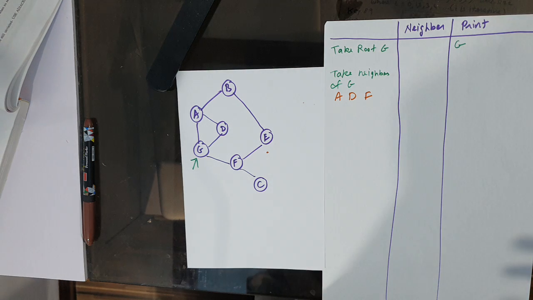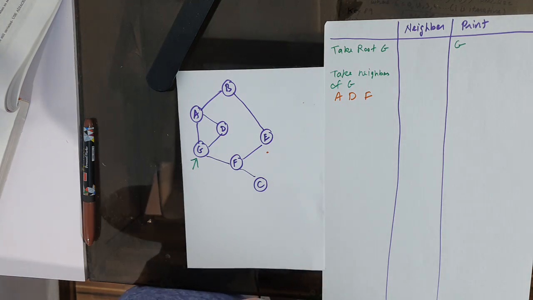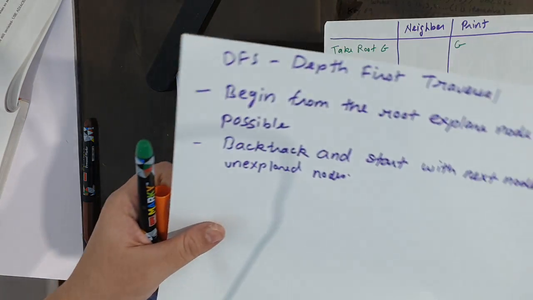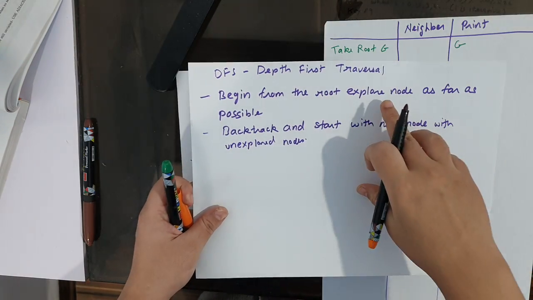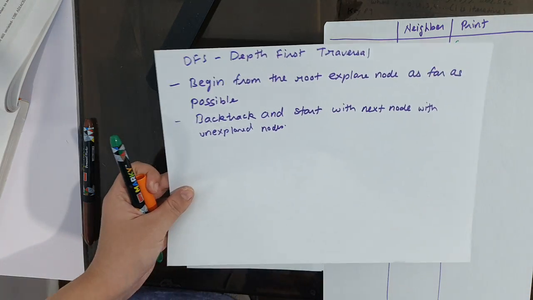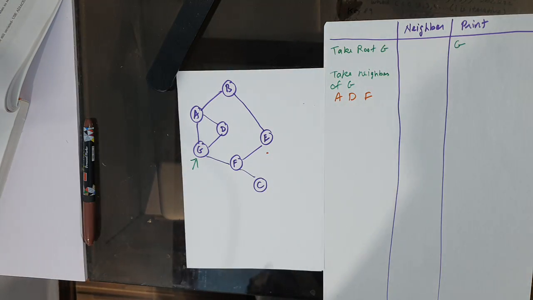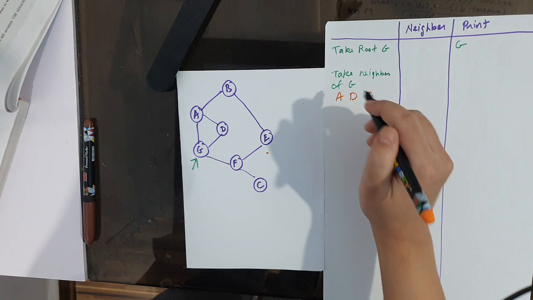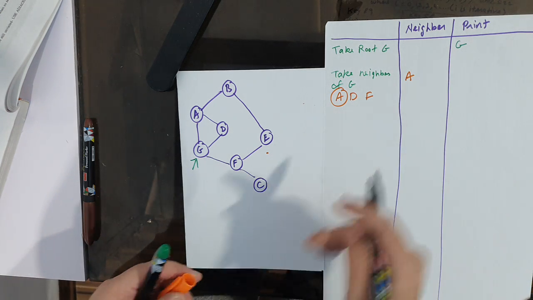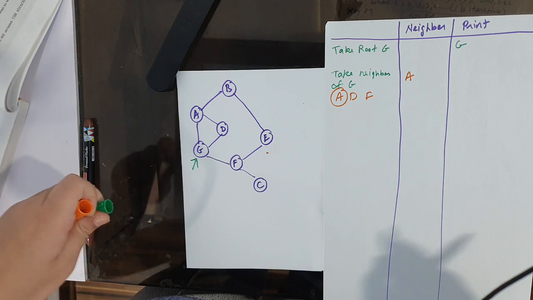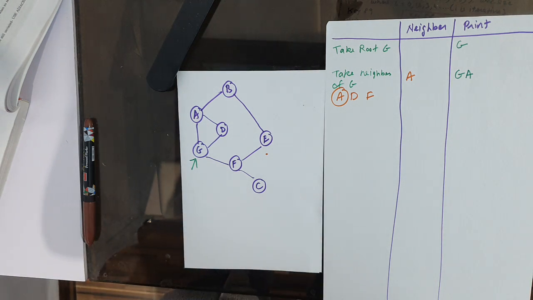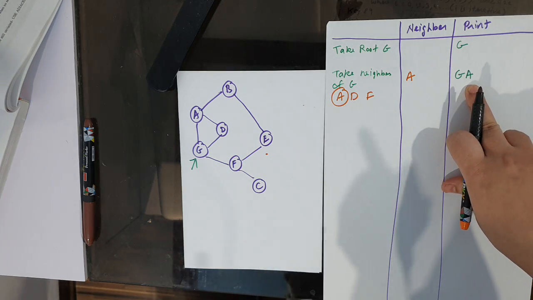But what depth first says is basically that don't explore all the neighbors at the same point of time. Explore a particular node as far as possible. So we are supposed to just take one node, and we have written A first over here. So we'll take A and we'll add A over here, and then we will also print it. Once you have added A, you have printed it.